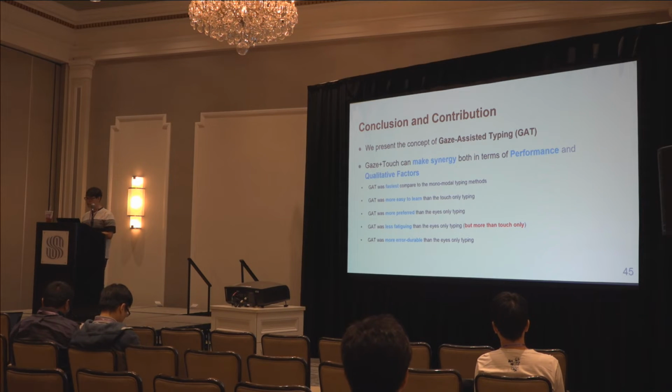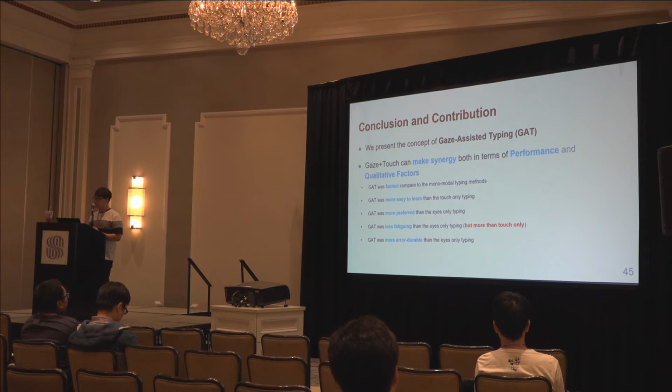So this is the conclusion and contribution. Our contribution is presenting the concept of gaze typing and showing we can make synergy both in terms of performance and qualitative measures. GAT was fastest compared to the monomodal typing methods, and GAT was easier to learn than the touch-only method. Also, GAT was preferred over the eye-only method and less fatiguing than the eye-only method. And GAT was more error durable than the eye-only method.